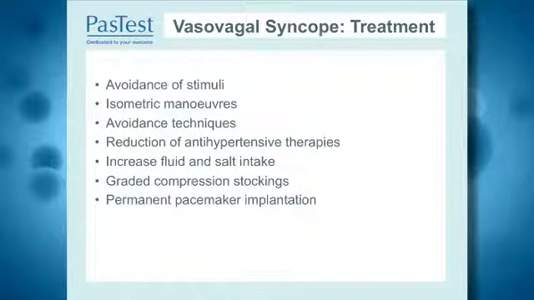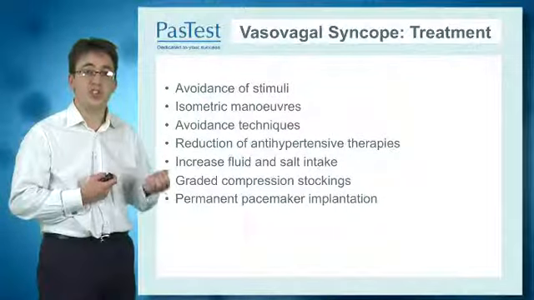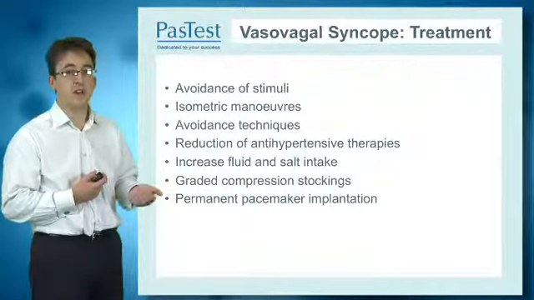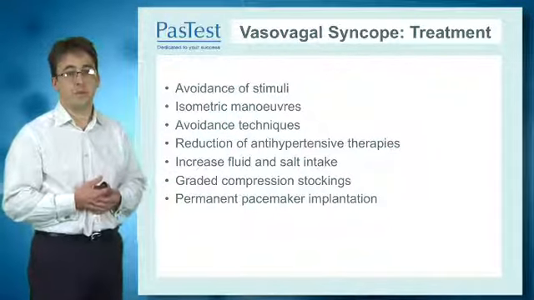The treatment would involve, at least initially, avoidance of any stimuli which are known to provoke vasovagal syncope in an individual patient. Various isometric manoeuvres, such as clenching the calf muscles, can increase the venous return to the heart and therefore prevent blood pressure falling. So if there's a particular thing which would precipitate vasovagal syncope, you'd advise the patient to avoid it. Of course, we would want to reduce the antihypertensive therapies a patient may be on, because it may be those which are provoking these episodes.